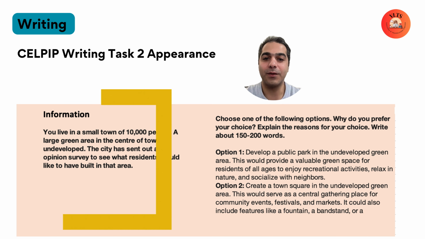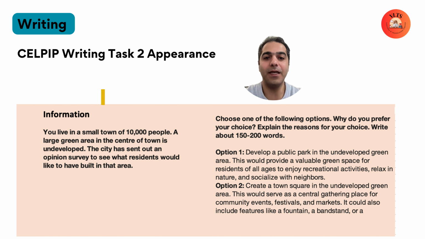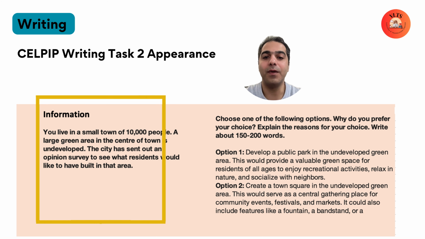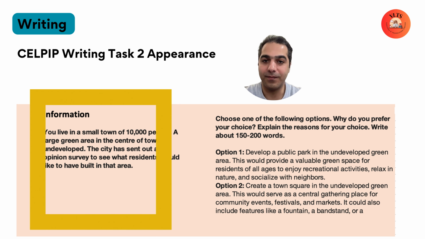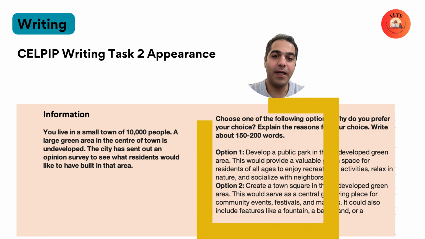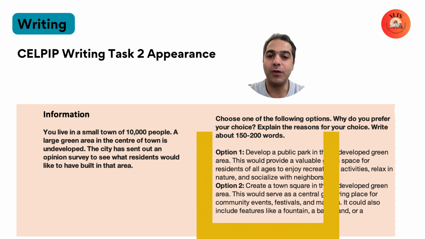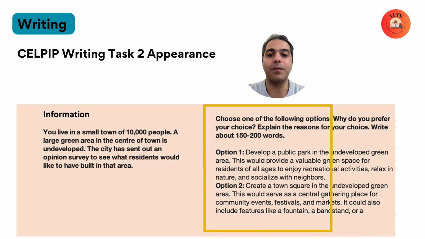This is how task 2 looks like. As you see on the left side of the screen, we have the information that there is a scenario that describes a situation. On the right side, after the instruction on the top, you have two options. You need to choose one as it was mentioned before.